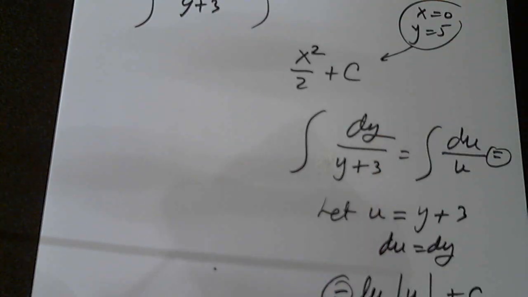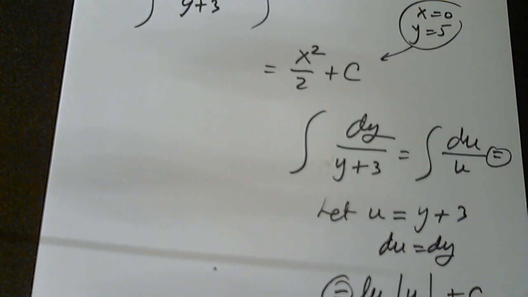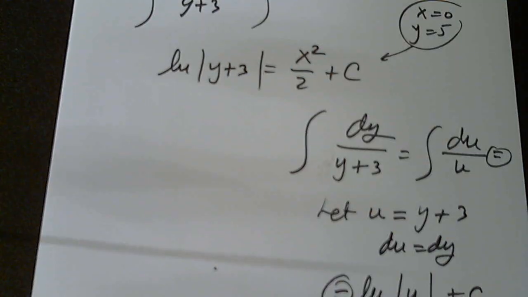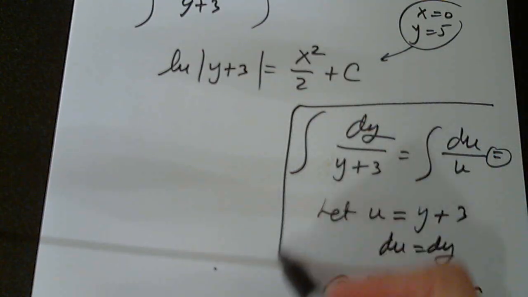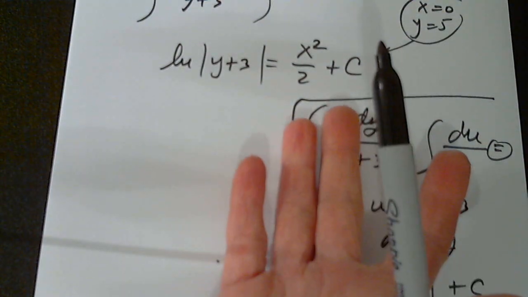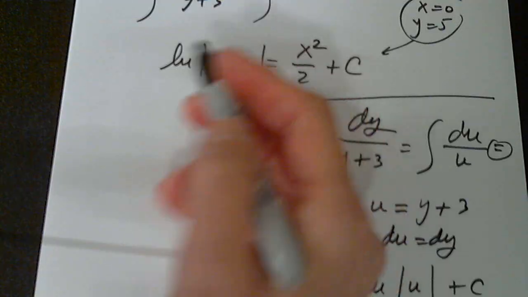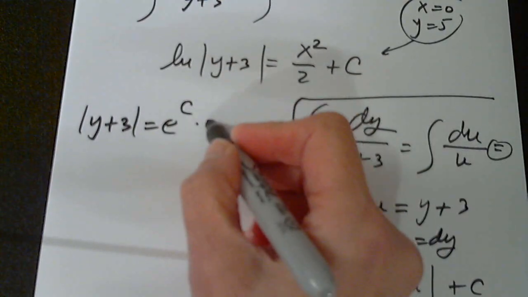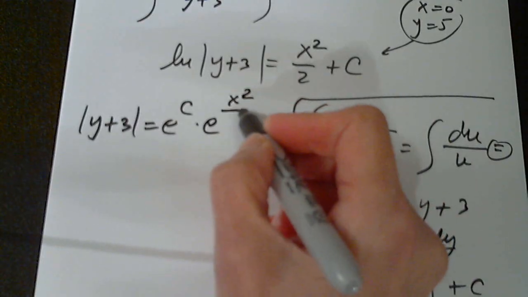Okay, good. So then I know the answer on the left. The answer on the left here is natural log of the absolute value of y plus 3. Okay, so this was a side calculation. Now this is back where we were 20 minutes ago. E to this power equals this. So the absolute value of y plus 3 equals e to the constant times e to x squared over 2.